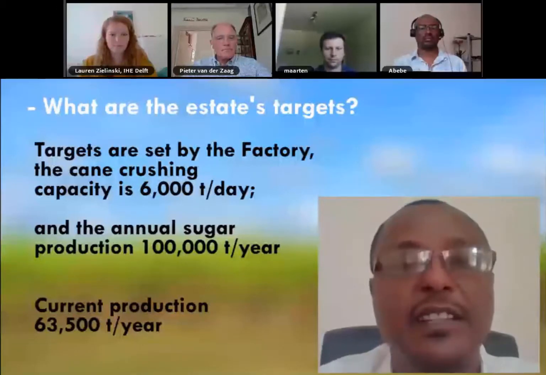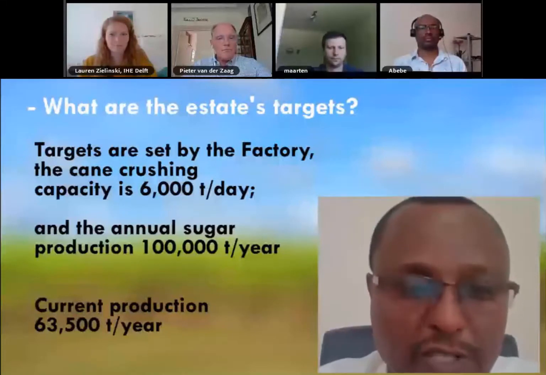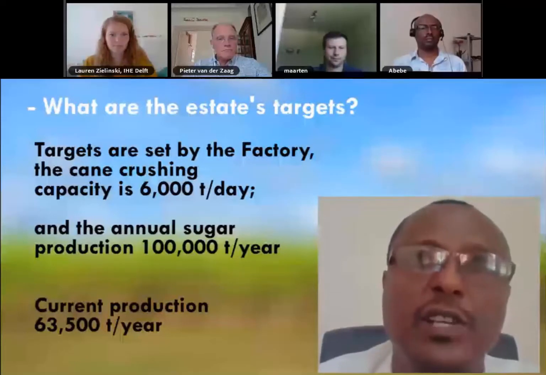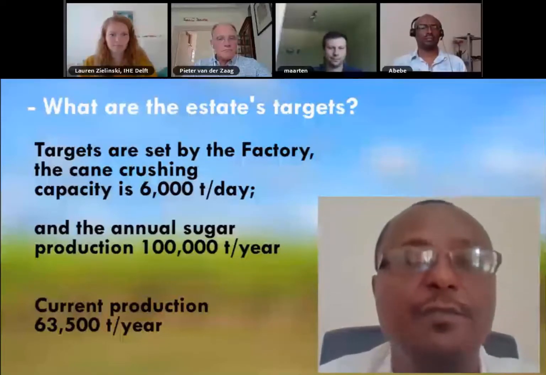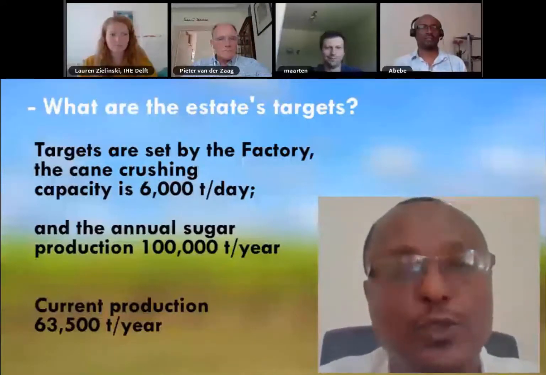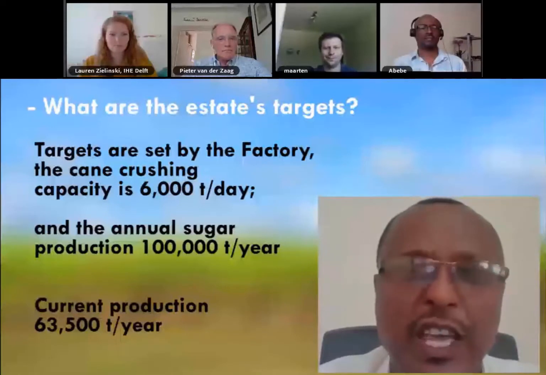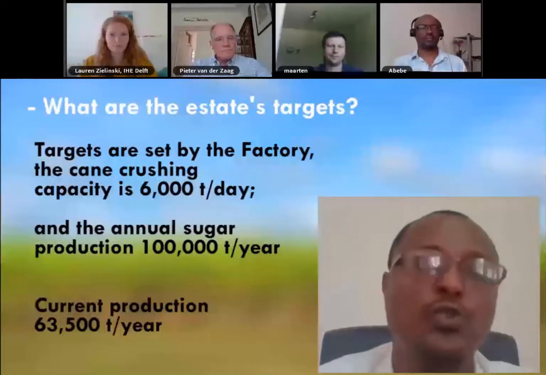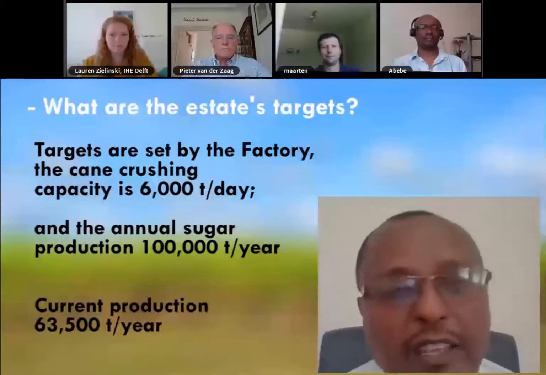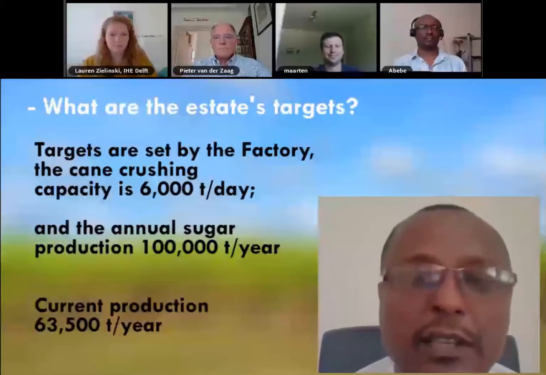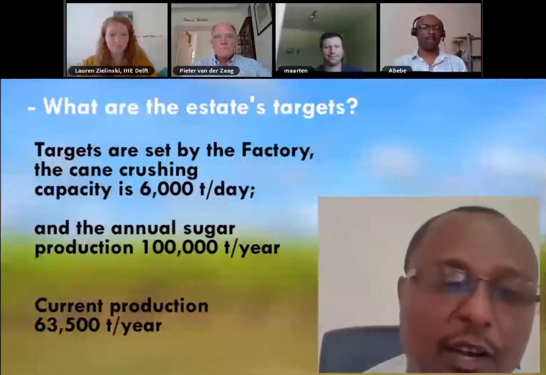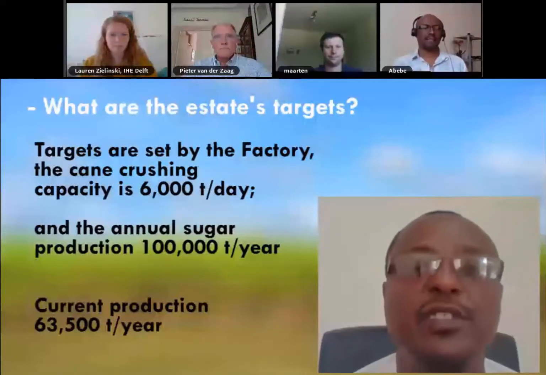But we cannot meet the target. For example, this year we are producing 635,000 quintal of sugar. It is almost 80% of our target. Last year was similar, and the year before last was similar. So we are at around 70 to 80% of target. We still cannot meet 100% of our target.